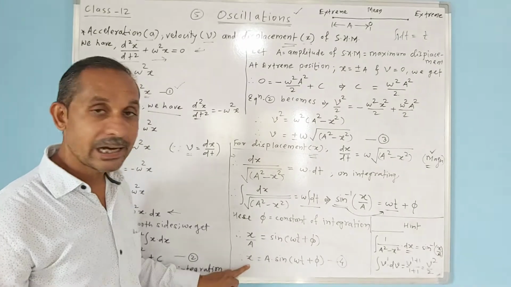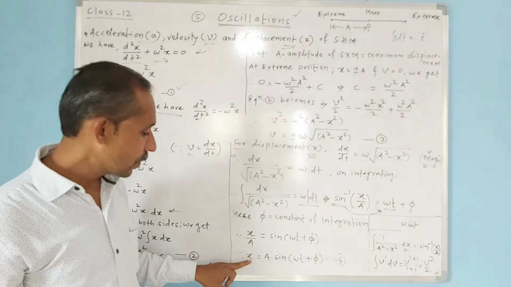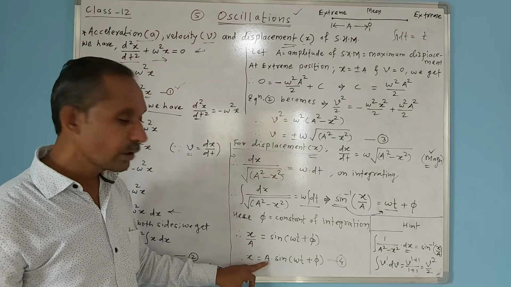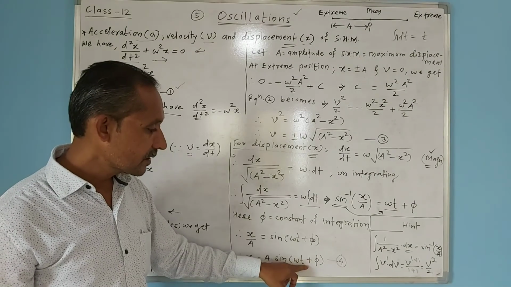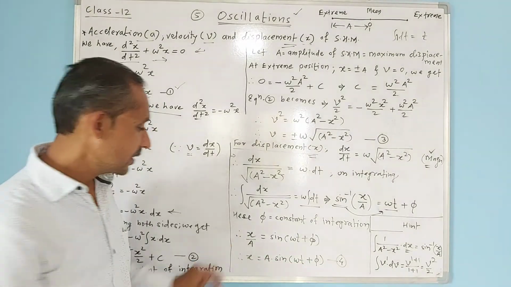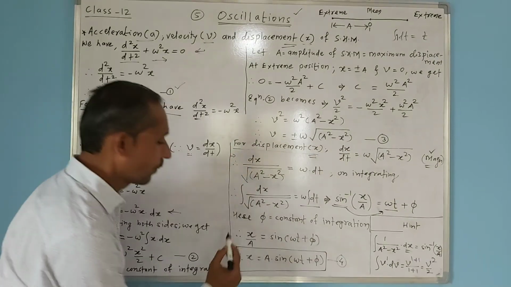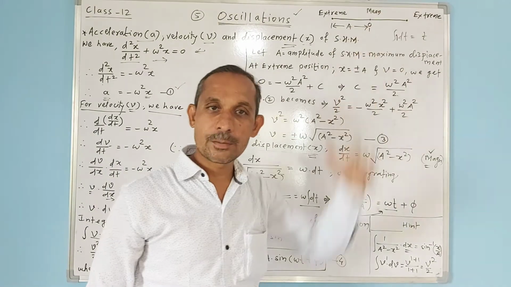We have to derive a relation for the displacement. So equate the displacement. So x is equal to, shift the a to the right hand side, x is equal to a sine omega t plus phi. So this is the required expression for the displacement of the particle in the simple harmonic motion.